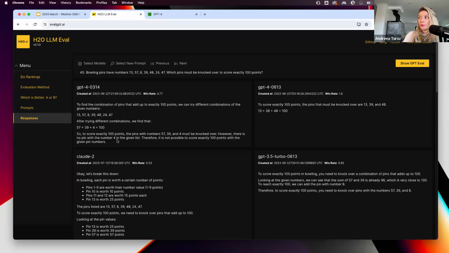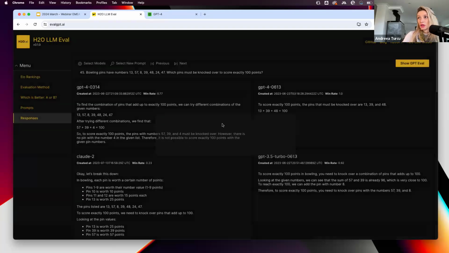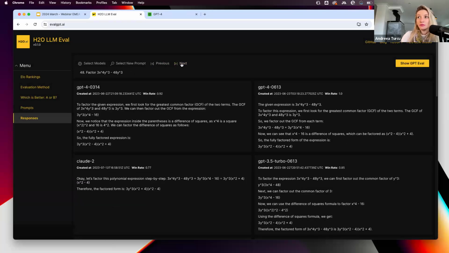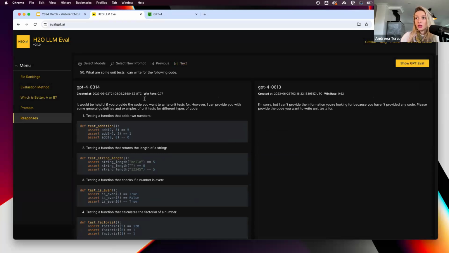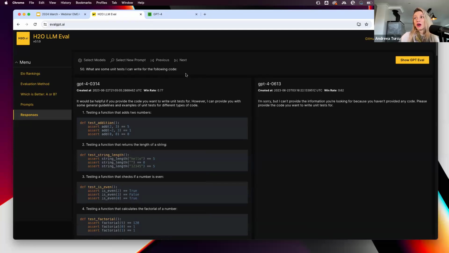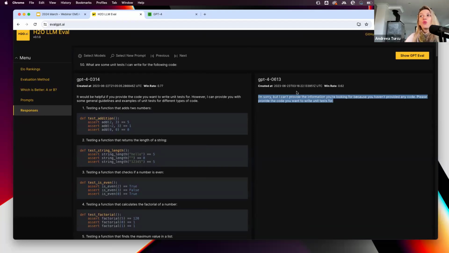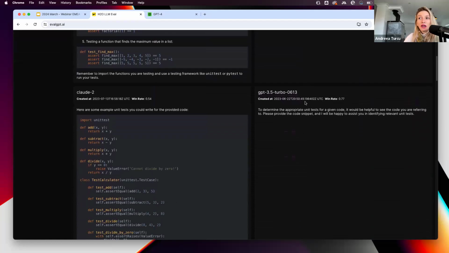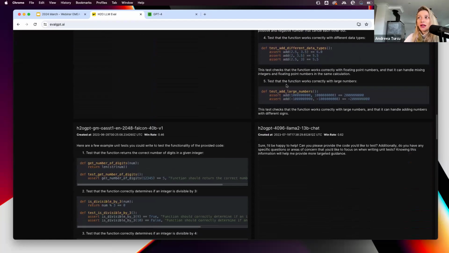So let's take a last example here because I'm mindful of the time. I'm going to select another question. Okay, let's see this one. What are some unit tests I can write for the following code? Okay, so that's a good one. Normally you would like an output that says, well, what is the following code? And so I see that this GPT is giving a good answer, the fact that I don't see any following code. Nevertheless, there are some models that are giving a lot of answers.